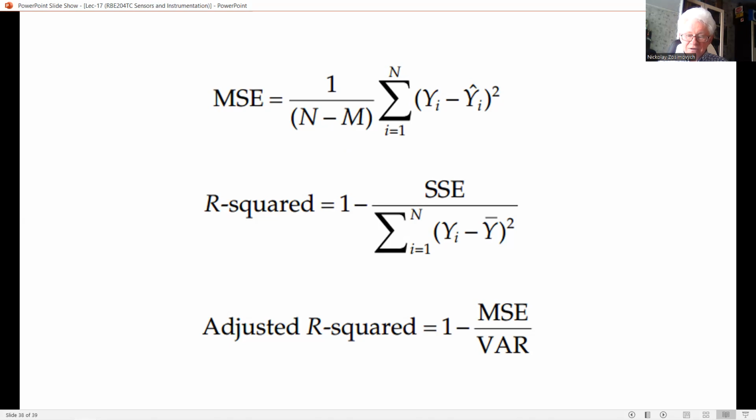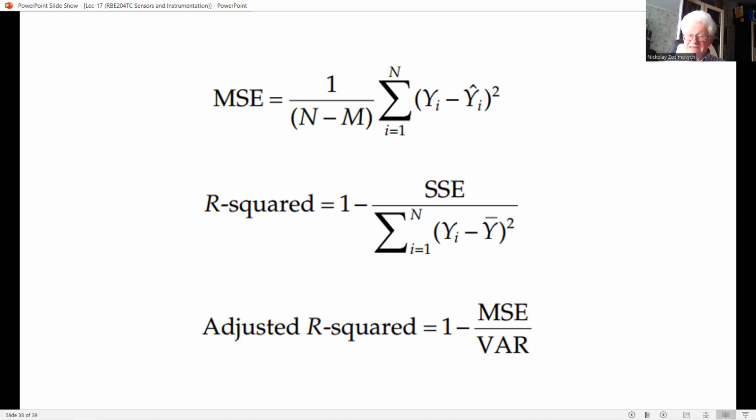Root MSE is this. Then R squared, also called the coefficient of determination, is in the middle. It is defined, as you may see, by the expression for R squared here, where y bar is the average value of the data points.